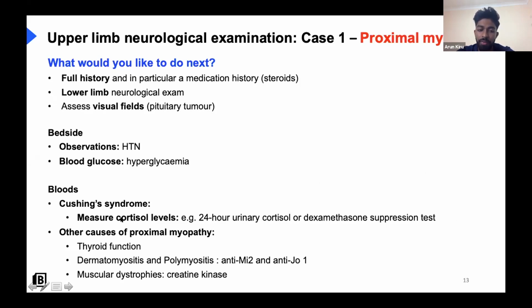So you can't just do an elevated cortisol. A diagnostic test is a dexamethasone suppression test to confirm that this patient has Cushing syndrome. You can also do a high dose dexamethasone suppression test, which allows you to identify the exact cause of the Cushing syndrome, because you can subclassify it, which we'll see in a little bit. I like to do some more blood tests to look for other causes of proximal myopathy. You can't be sure it's Cushing's from your examination. For example, TFTs, antibody tests for the inflammatory causes we mentioned, and also raised creatine kinase, which is in those dystrophies such as Becker's and Duchenne's.